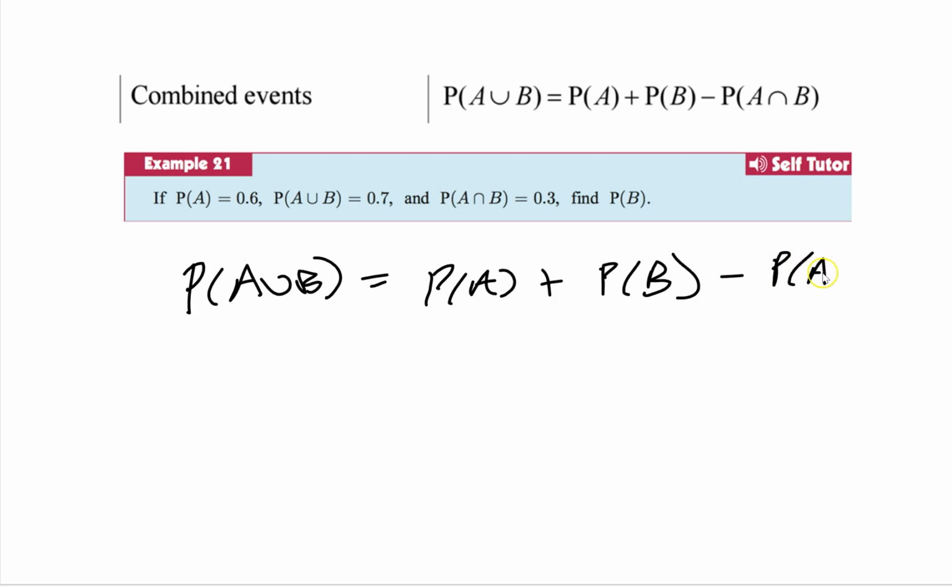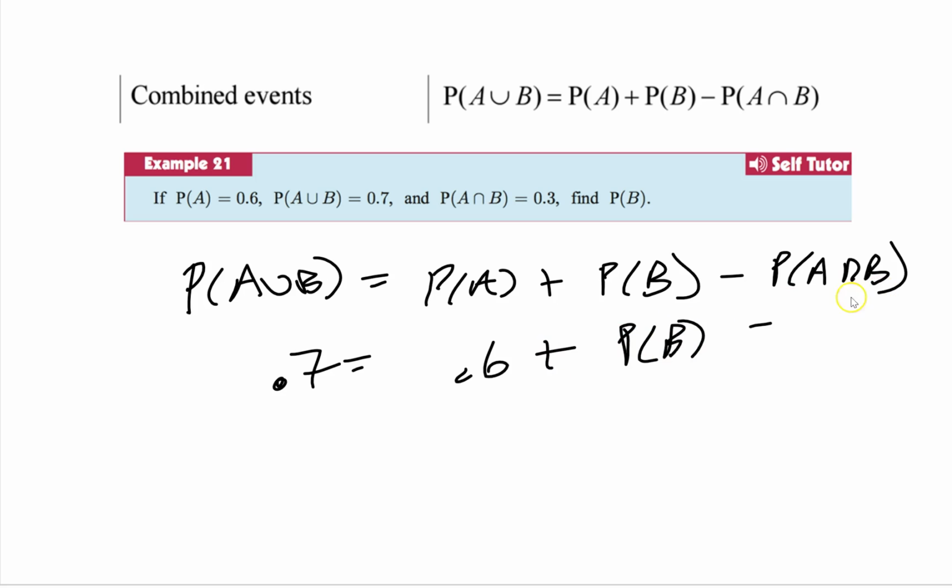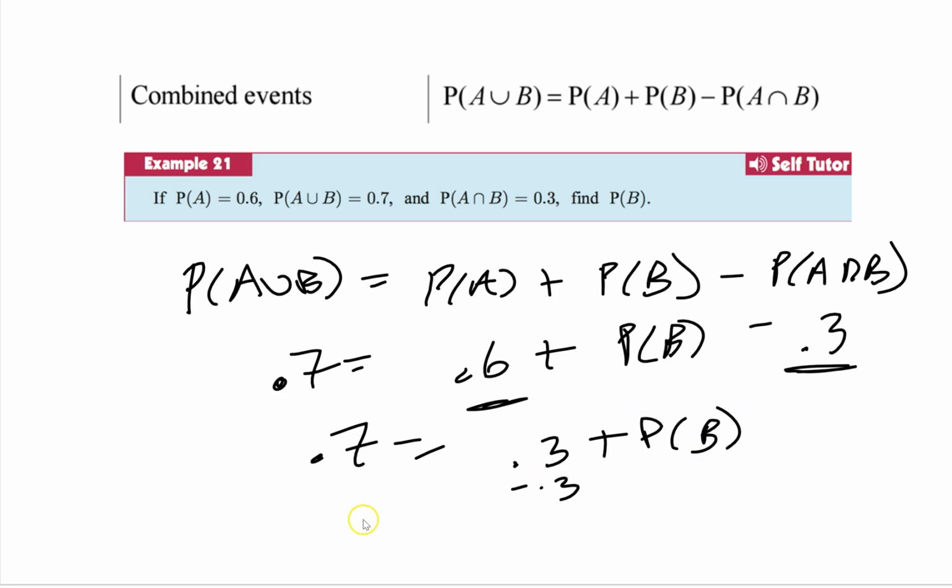So you write down the formula and plug in your values. The union is 0.7. Notice this is probability, not a number, so it's a decimal. The probability of A is 0.6. The probability of B, I don't know, so let's say probability of B, minus the intersection, which is 0.3. Then you just do some math. 0.7 equals 0.6 minus 0.3, so 0.3, plus the probability of B. Subtract that from both sides and you get 0.4 equals the probability of B. Again, we're going to use this formula a lot. We'll go back to it in a bit.